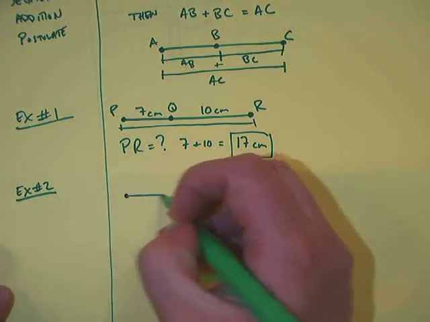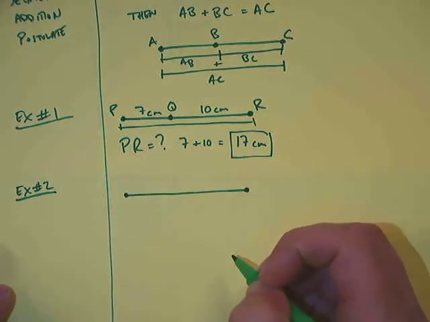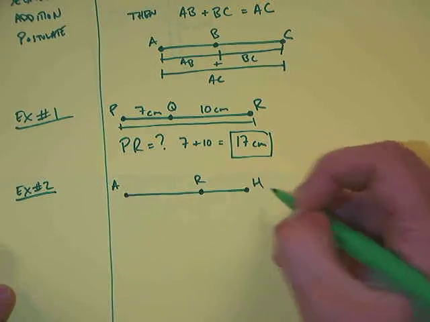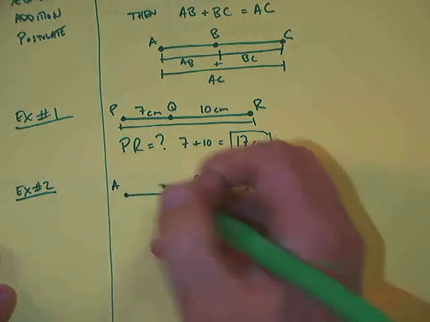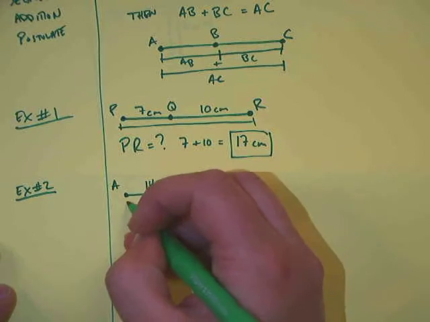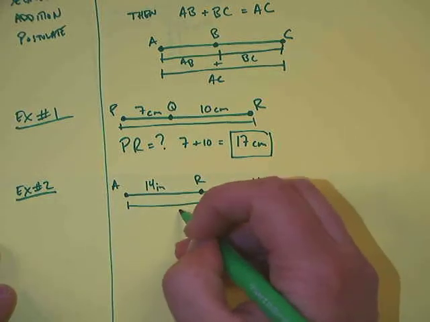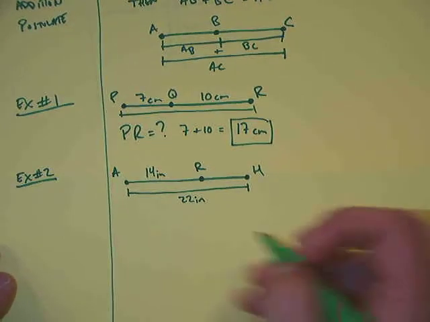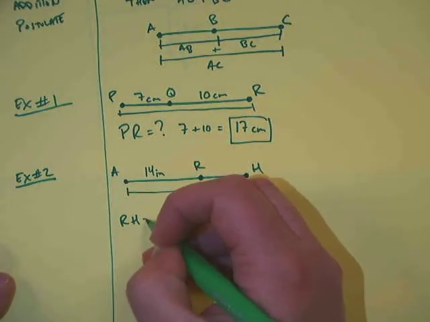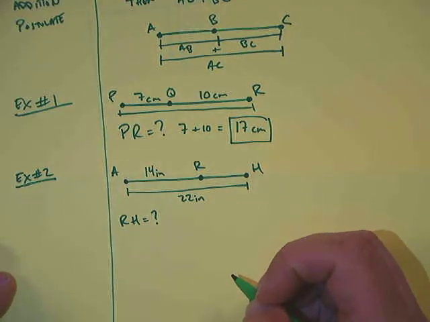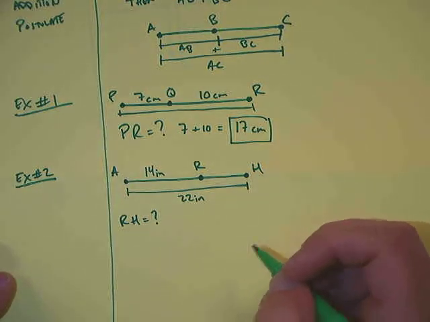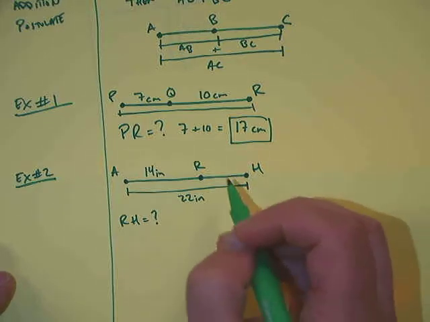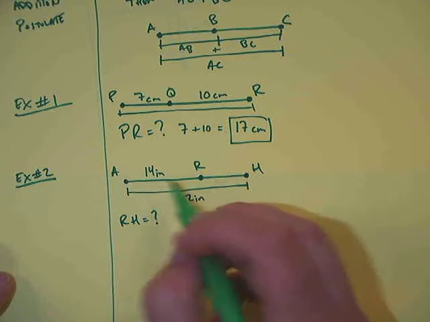Okay. So the second example, we're going to step it up a level here. Not too big, but we're going to get the same kind of picture going where we've got, we'll call them A, R, and H for the points. And we have 14 inches, and we know the whole thing is 22 inches. And we want to know what is the length of RH.